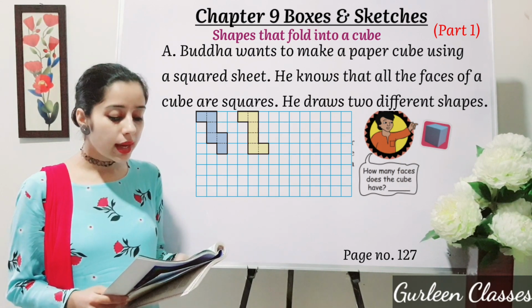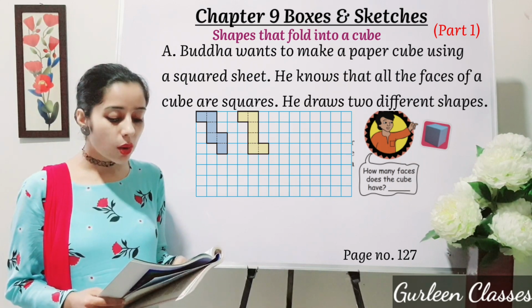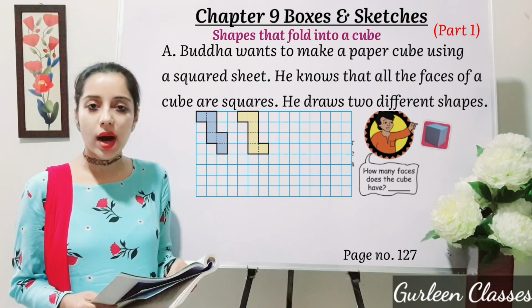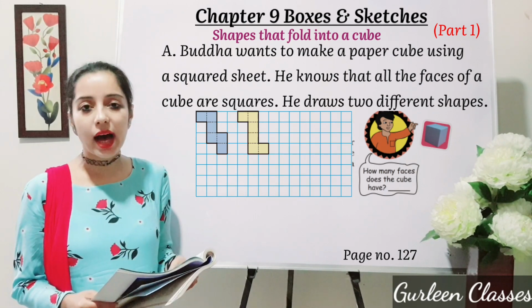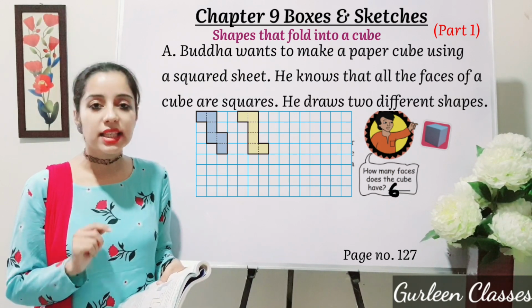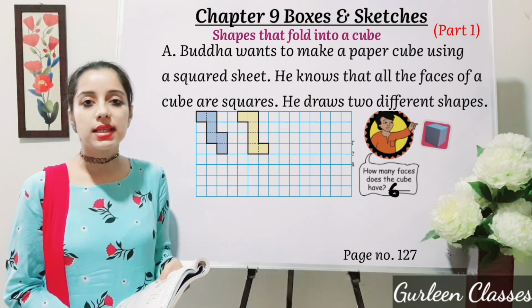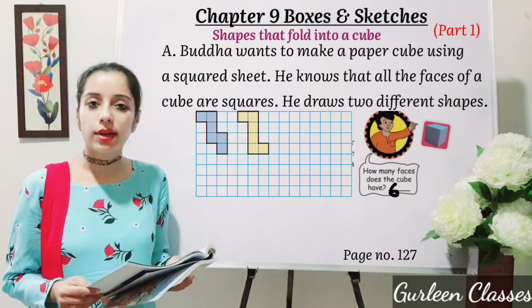Buddha wants to make a paper cube using a square sheet. He knows that all the faces of a cube are squares. So the question, how many faces does a cube have? A cube has 6 faces and all the faces are square. So now he draws 2 different shapes.